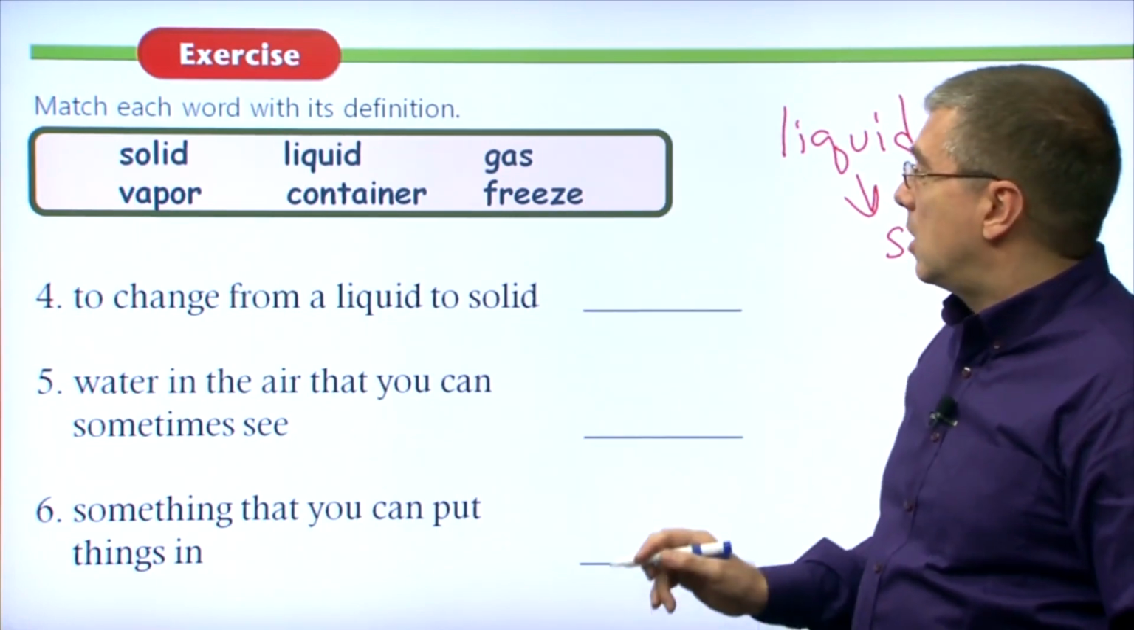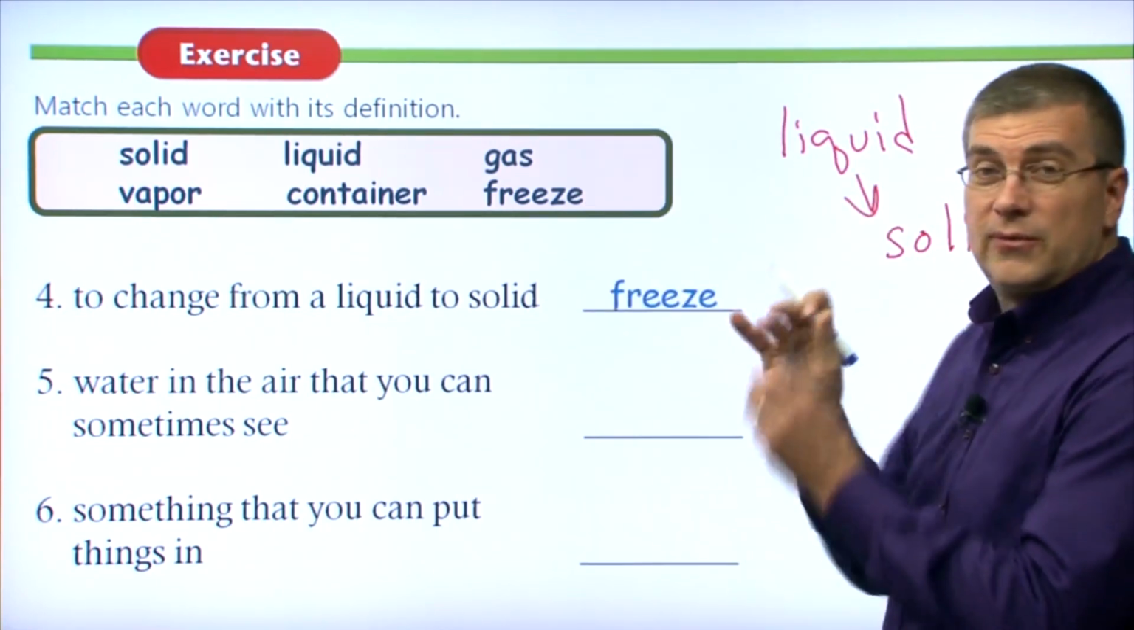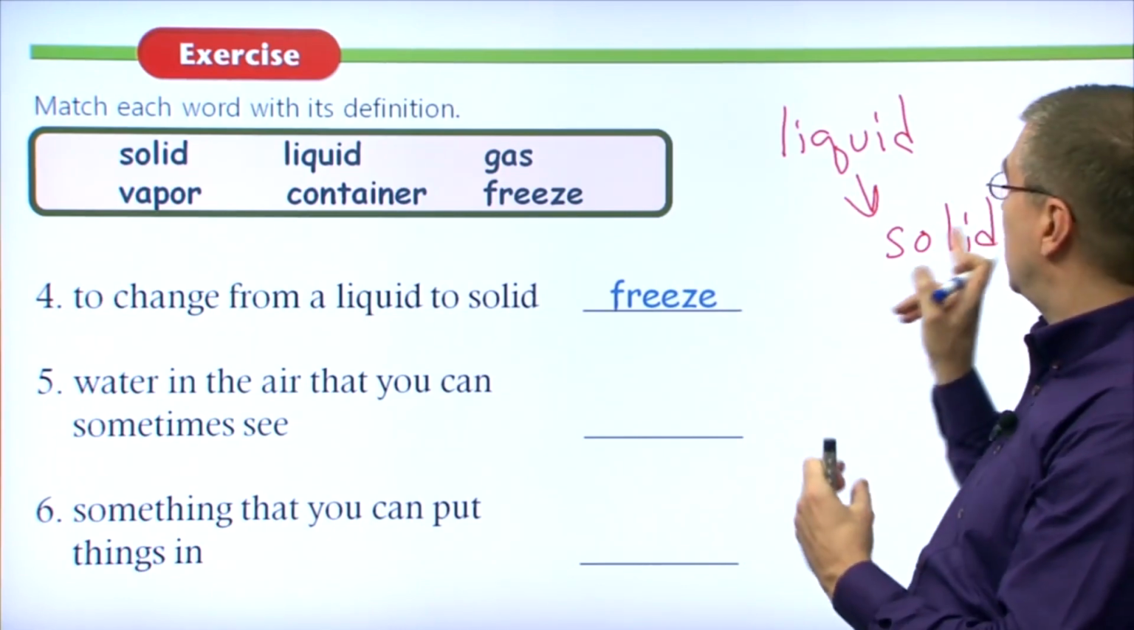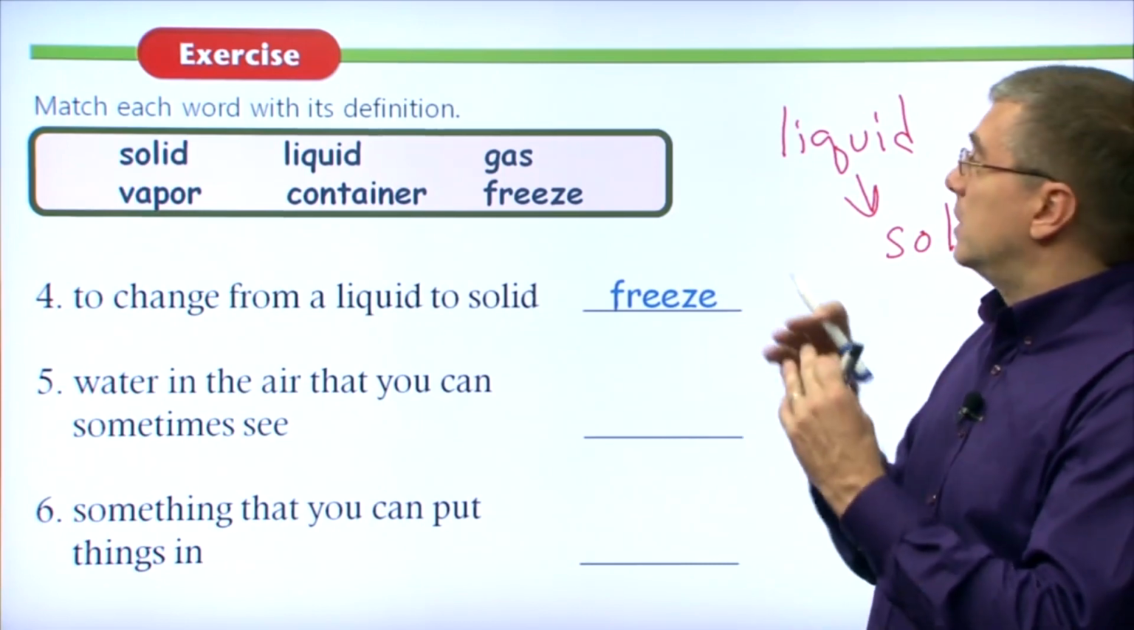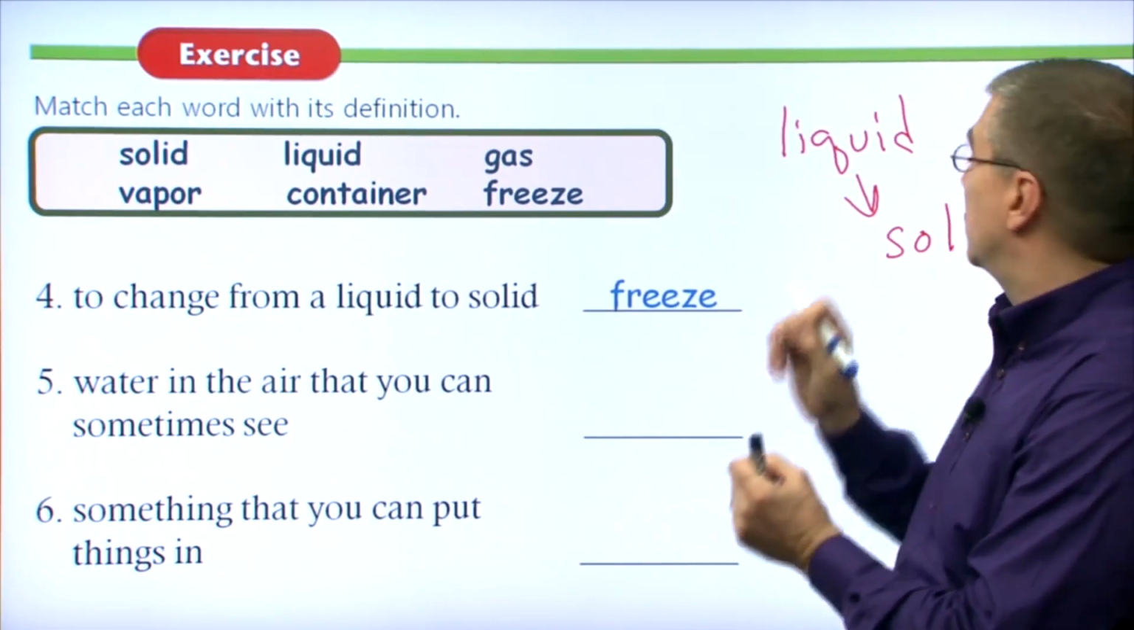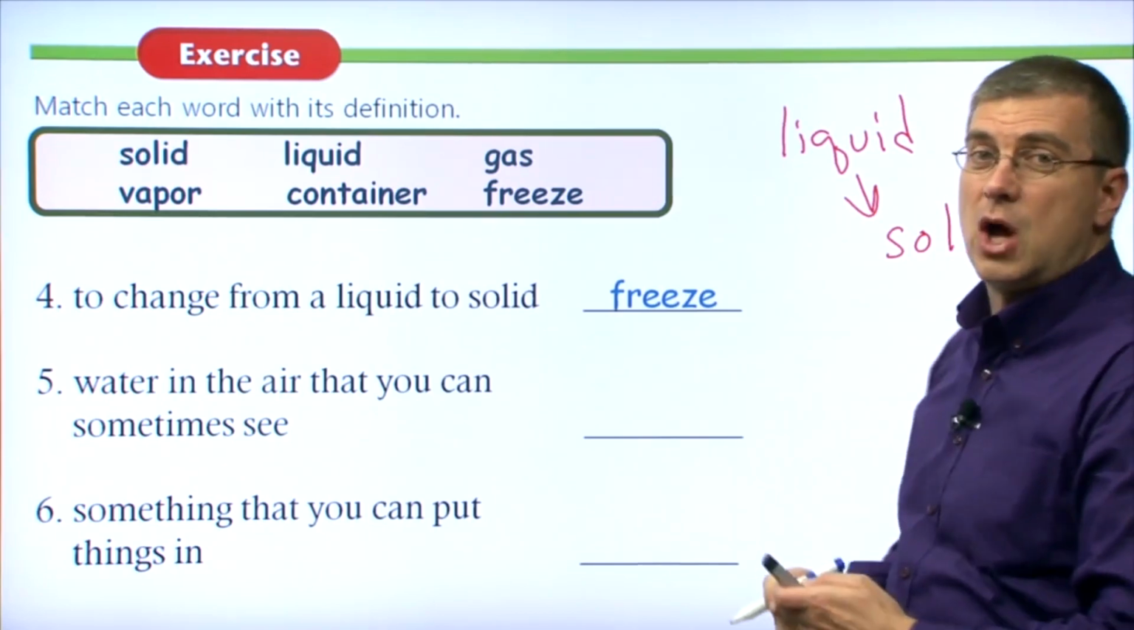Which one? We call it to freeze. So we're freezing, we're reducing the temperature of the liquid. It freezes and it becomes a solid. So if we reduce the temperature of water, which is a liquid, it freezes, becomes ice, which is a solid.